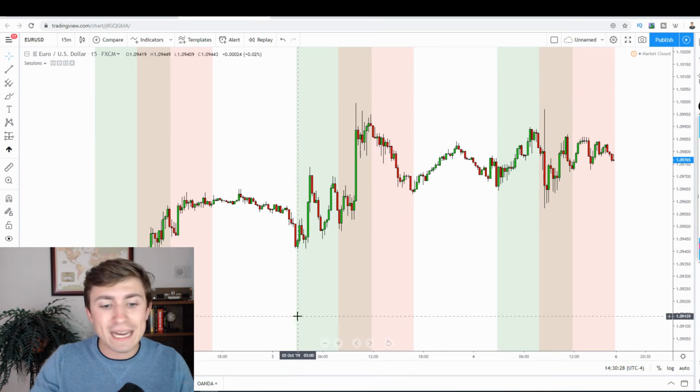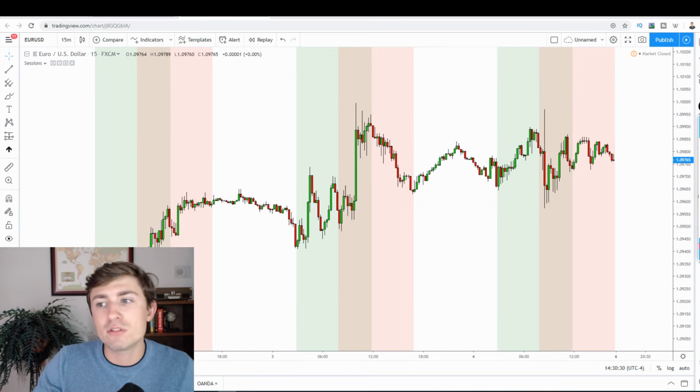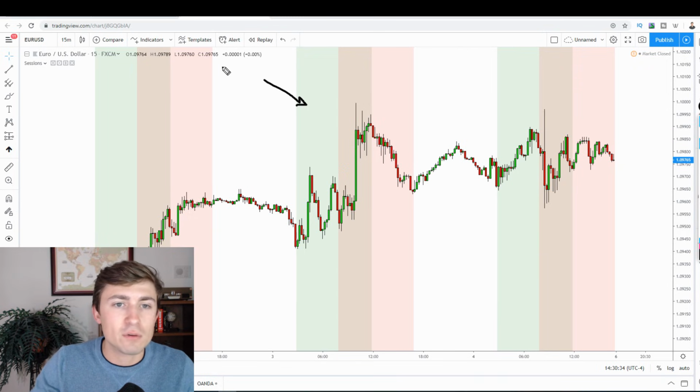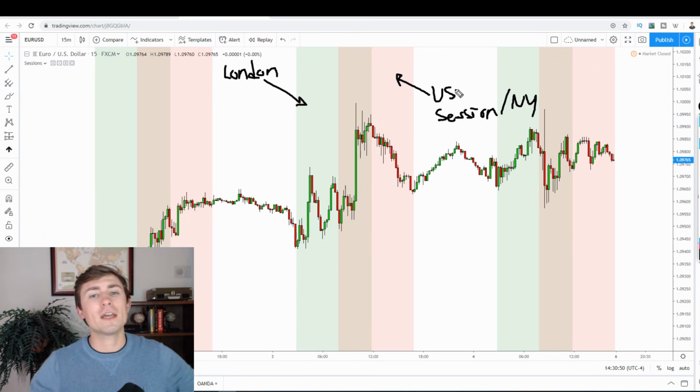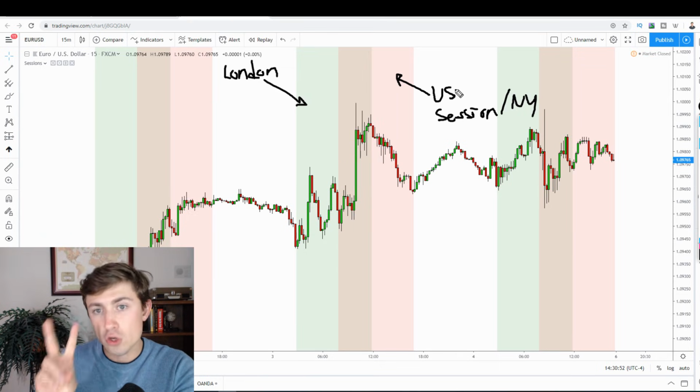But before we get any further, let's talk about what those major sessions are, okay? This right here in the green is going to be our London session. And the pink here is going to be the US session, also known as the New York session. Okay, and so these are your major two sessions.